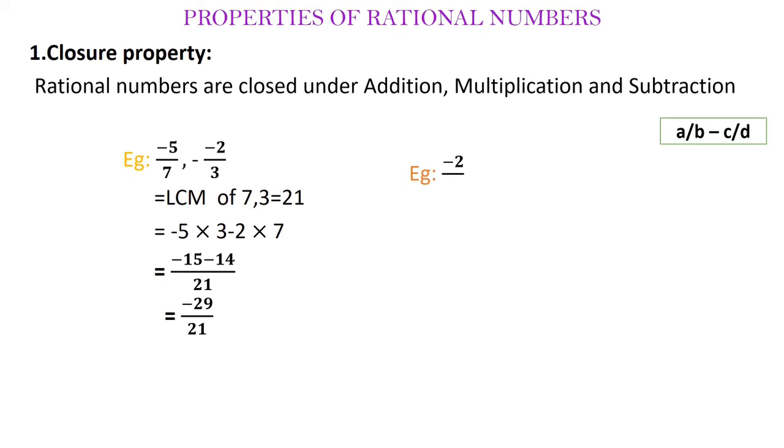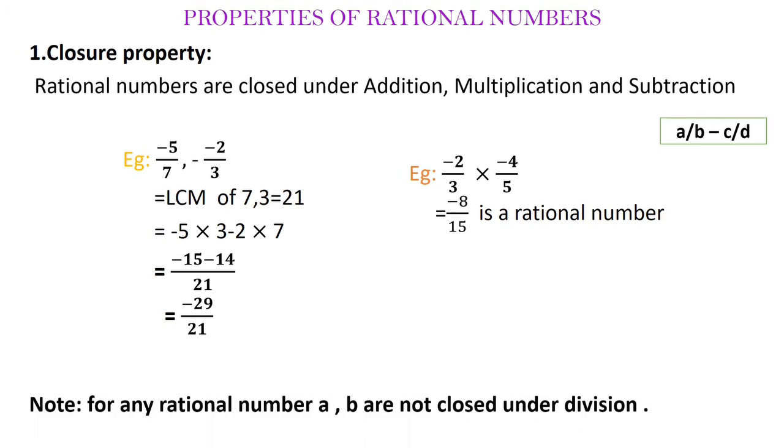Example, let me give an example. Minus 2 by 3 into minus 4 by 5. Now no need to take the LCM. Here minus 2 into minus 4, we get minus 8. 3 into 5, we get 15. So minus 8 by 15 is a rational number.